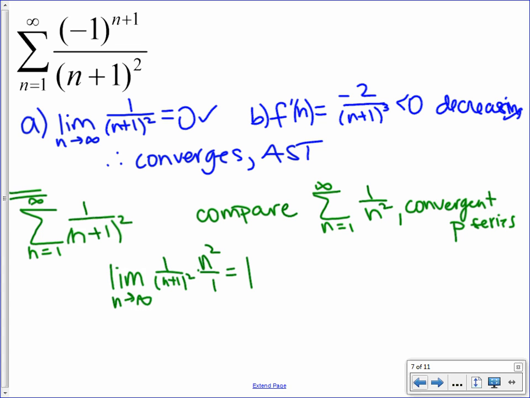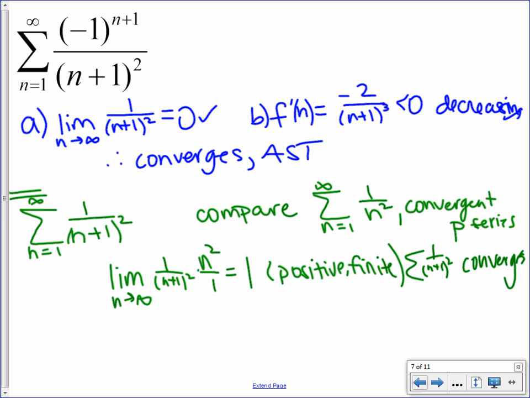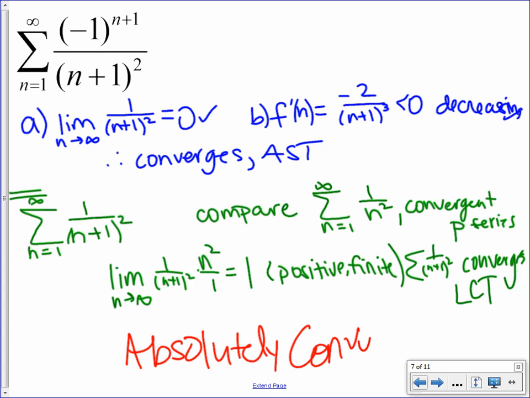The limit would be 1, which is positive and finite. So we know that this also converges, right? Therefore, it's absolute. Therefore, our alternating series converges. We take the absolute value of it, it still converges, so we say this is absolutely convergent.